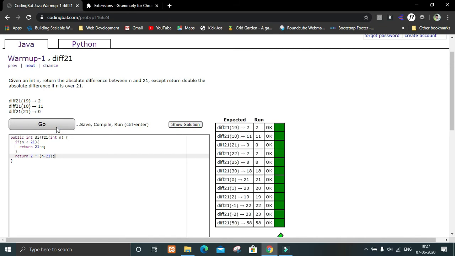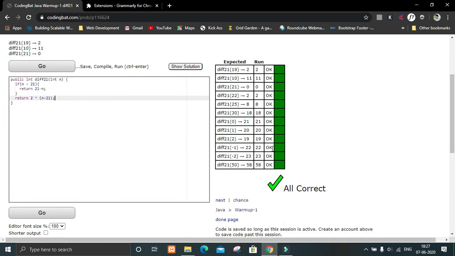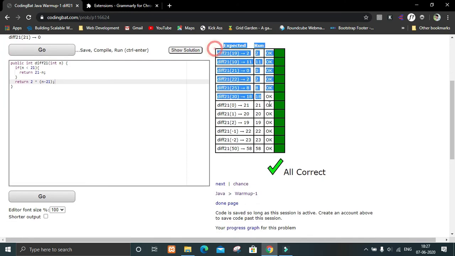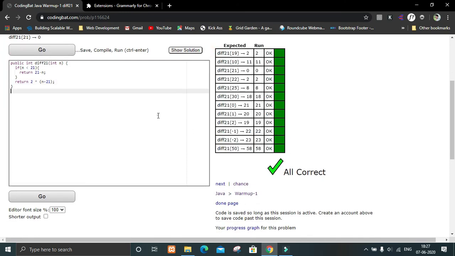It is running the code. All right, so you can see my solution has passed all the tests they have given. See, here you can see 22, sorry, it is minus 1. If it is minus 1, then it is 21 minus minus 1, that is minus times minus is plus, and plus 1 gives 22.